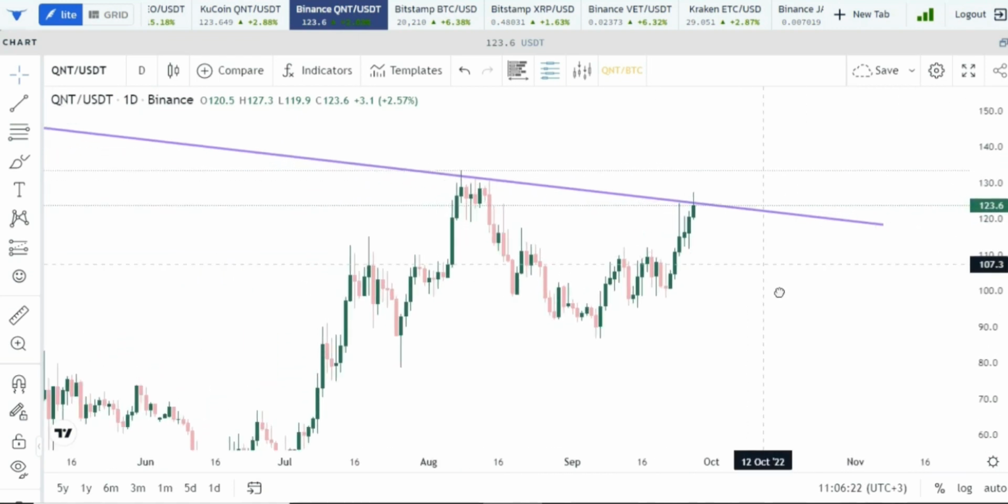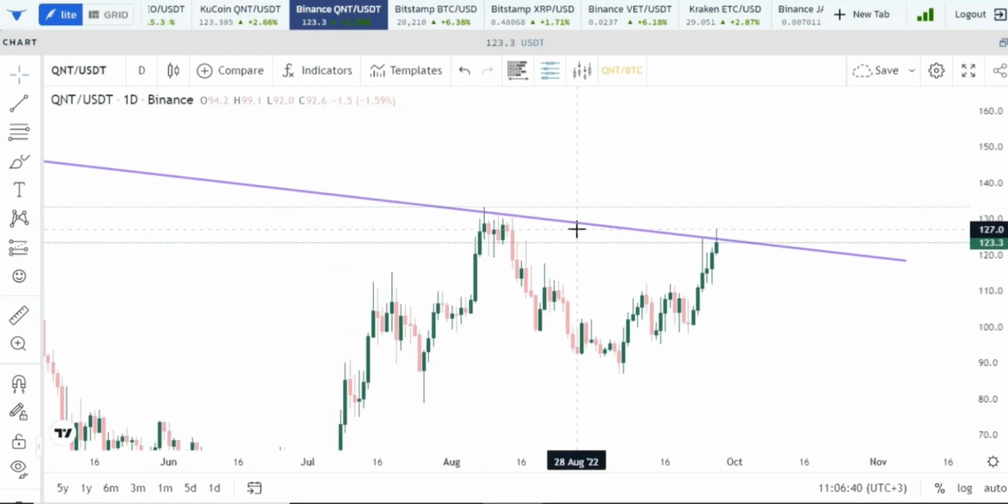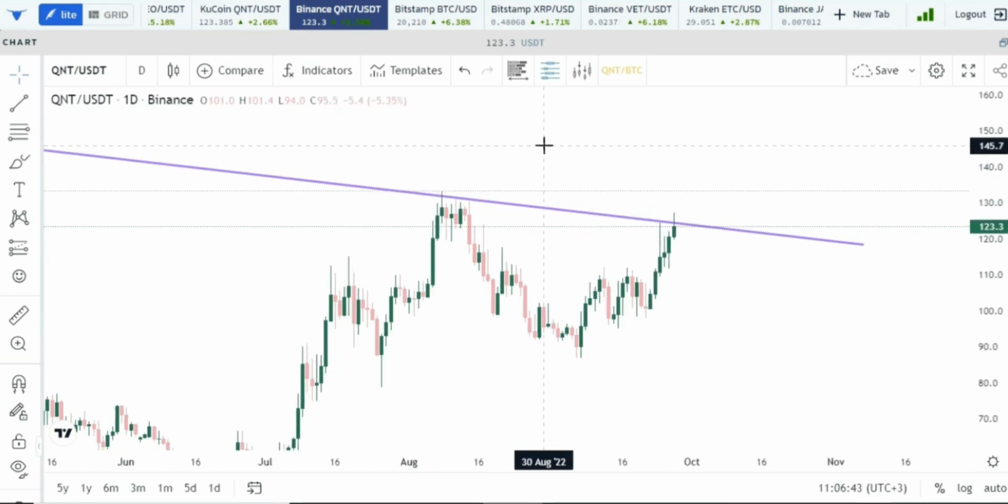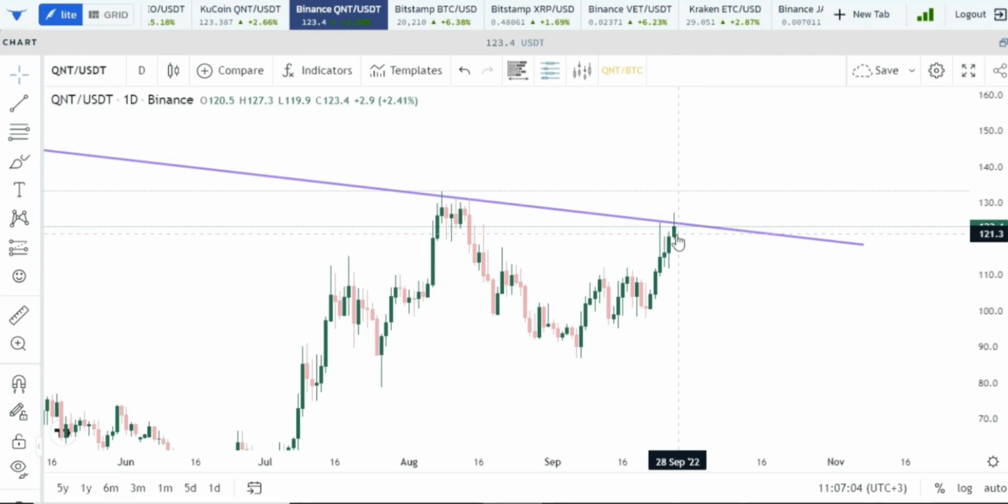We are still below the line, but this is the reason why we are talking about these things before they happen, because it really doesn't make any sense to talk about these things when they have already happened, right? But now I want to draw attention to this specific daily candle that we have right here.